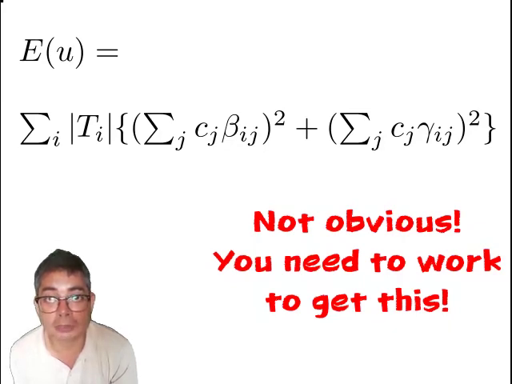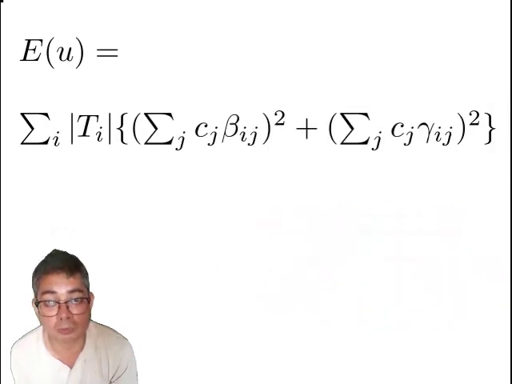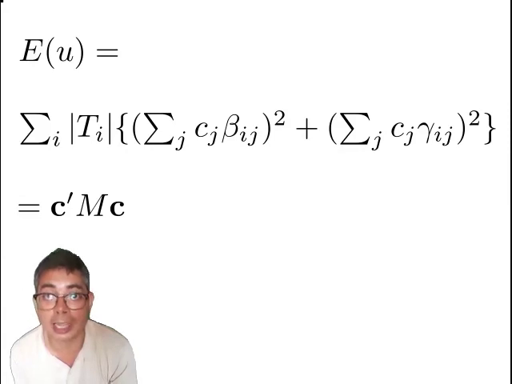And here it involves nothing other than Cj squared and various products of Cj and Cj primes. So it's a quadratic form. Any quadratic form may be neatly written as C transpose capital M C, where the capital M is a matrix that is determined by all those known quantities alphas and betas and gammas and the areas of the TIs.